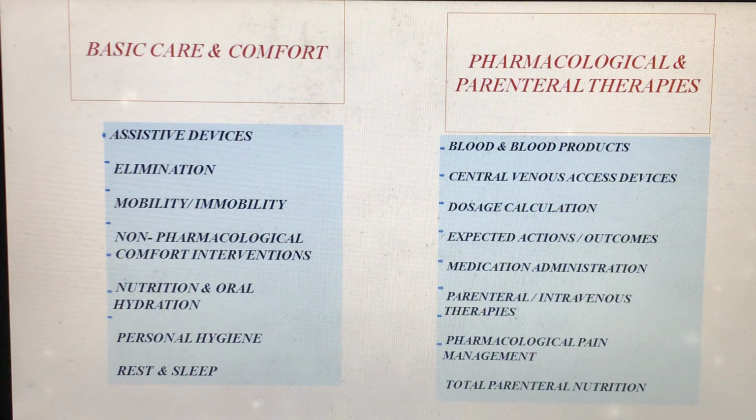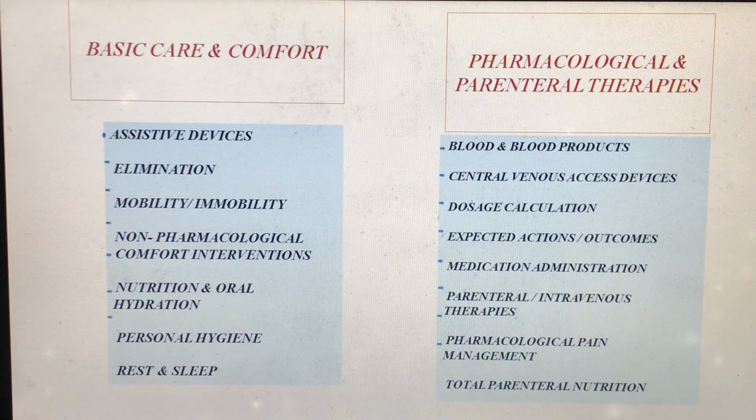So what are all the measures we have to take to ensure the comfort of our client, and what basic care we have to maintain, like elimination, some of the assistive supportive devices, mobility or immobility, and the non-pharmacological comfort interventions, like we can provide some relaxation therapies, then nutrition and oral hydration, then personal hygiene, rest and sleep. So these are some of the basic needs or comfort measures that we should ensure whenever a client is admitted in the hospital.